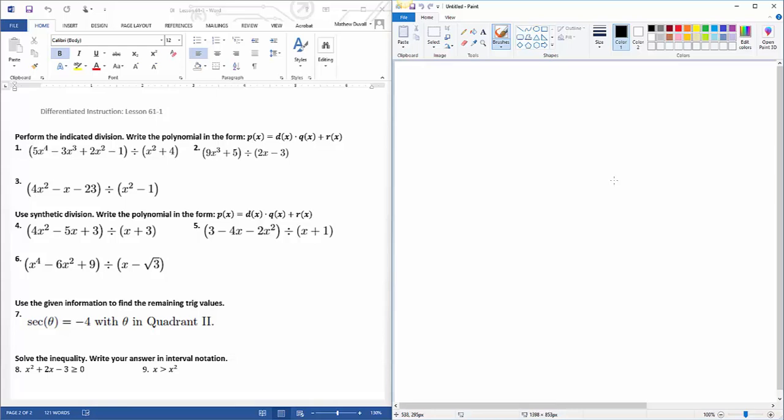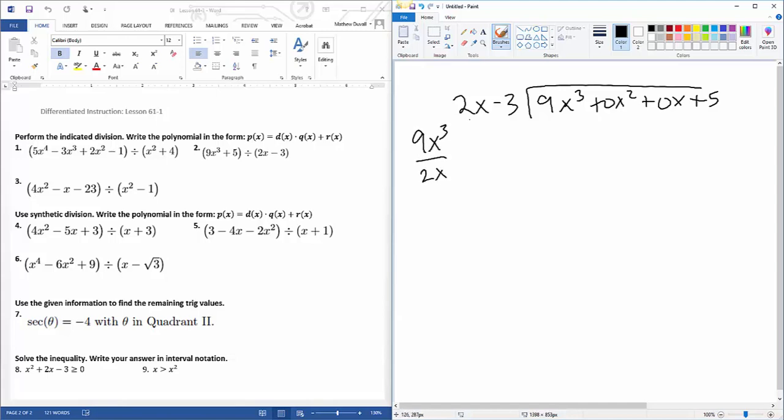Now for number 2, I'm just going to kind of set it up, but just know that everything is the same. So I do have 9x cubed. I don't have an x squared. I don't have an x. And then I have my plus 5. Now we get uncomfortable here because the first thing that we're doing is 2x as it goes into 9x cubed. Well, the x's cancel out, so I'm left with x squared.